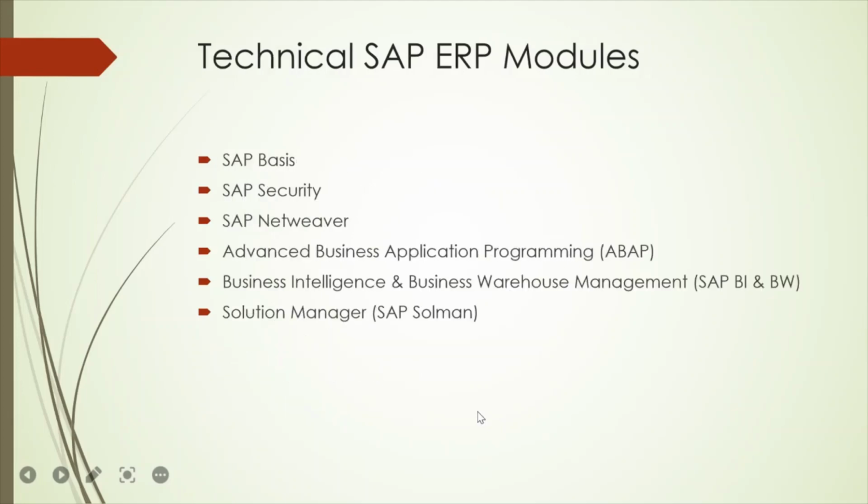Now let's move on to the next type, which is technical SAP ERP modules. In technical SAP ERP modules come SAP Basis, SAP Security, SAP NetWeaver, and Advanced Business Application Programming, ABAP. ABAP is the technical module which deals with the coding part in SAP. Business Intelligence and Business Warehouse, that is SAP BI and BW, is also part of the technical SAP ERP modules. And Solution Manager, which is also called SAP Solman. The short form for Solution Manager is Solman.